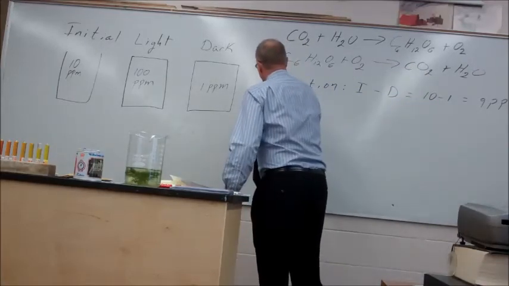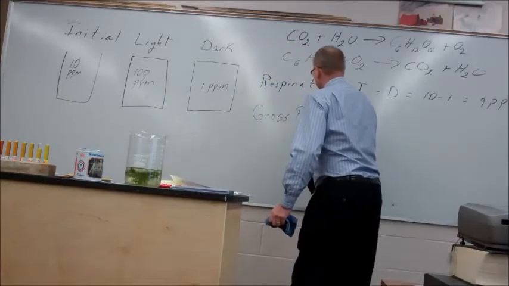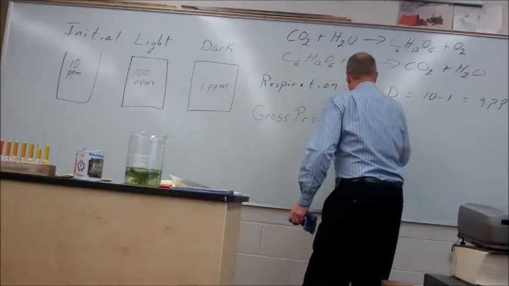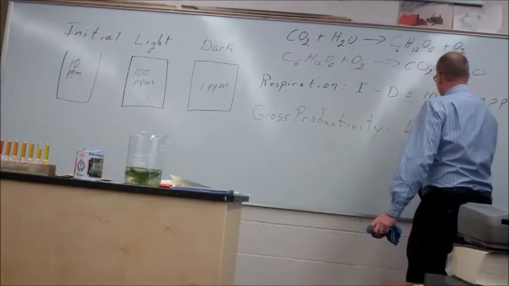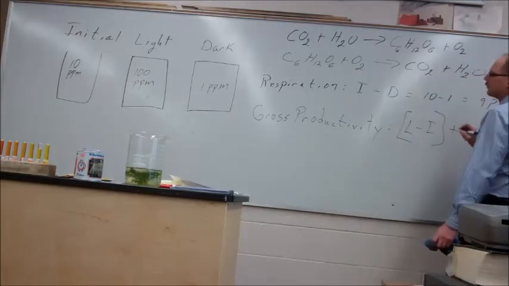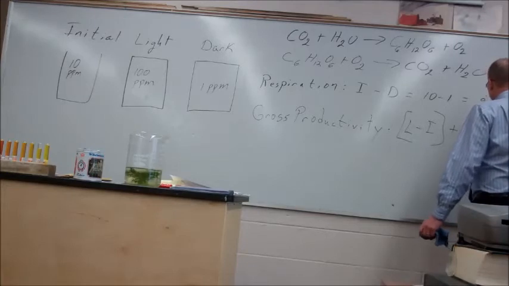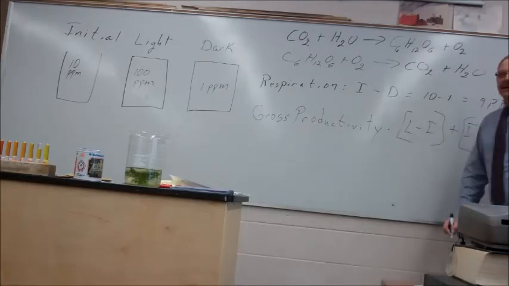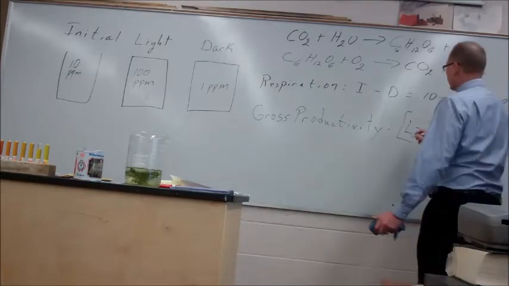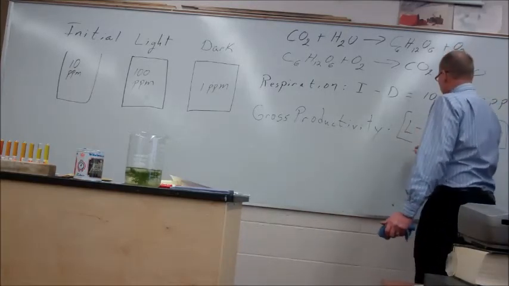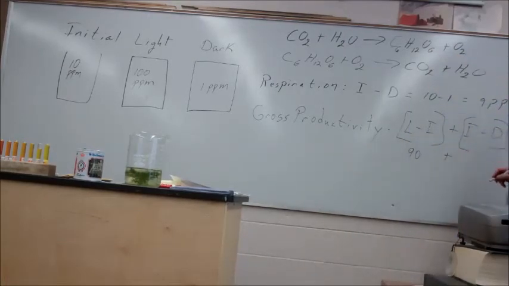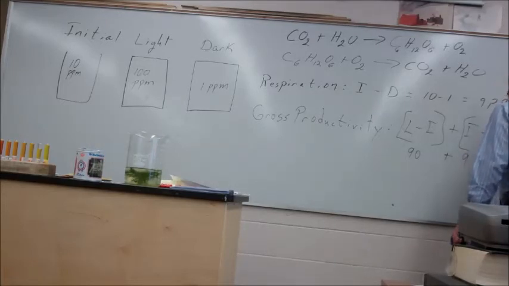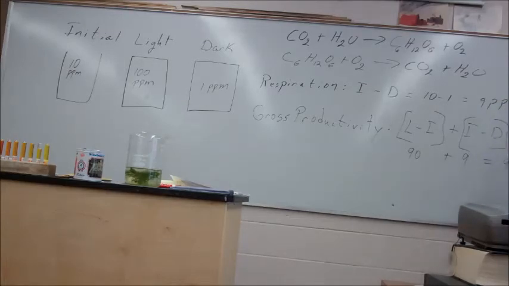this is going to give us our gross productivity. Gross productivity is going to be light minus initial plus initial minus dark. And so if we plug in our numbers, we get 100 minus 10, which is 90. And we're going to add to that our 9. That's the gross productivity.